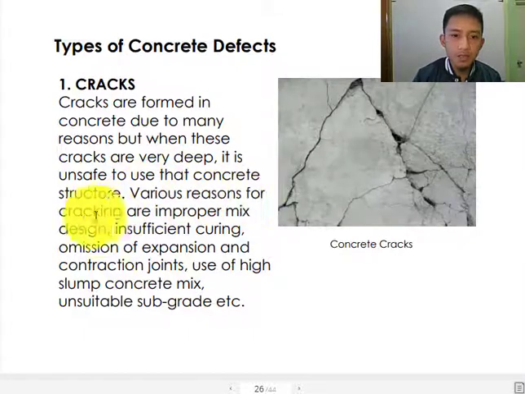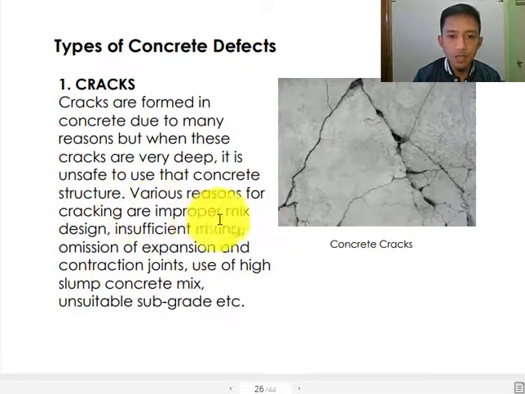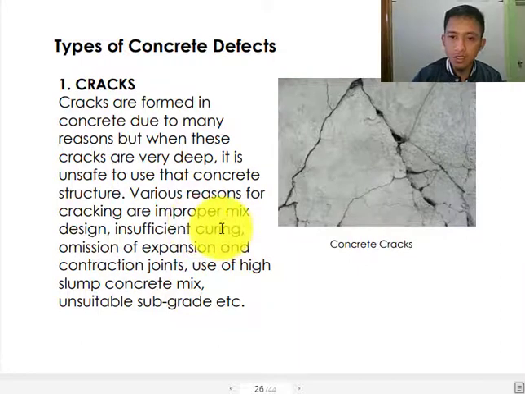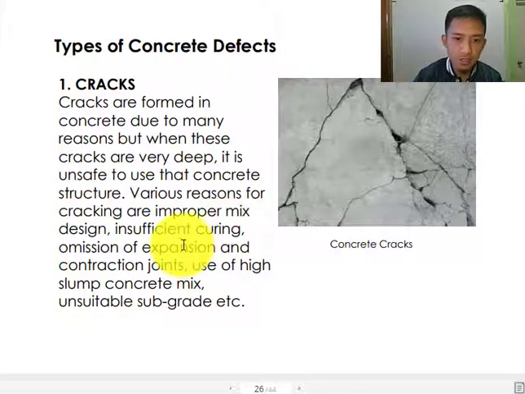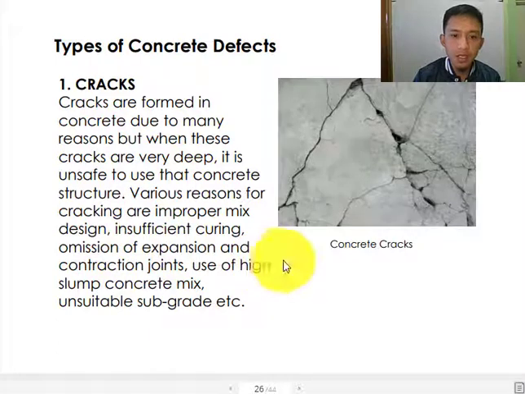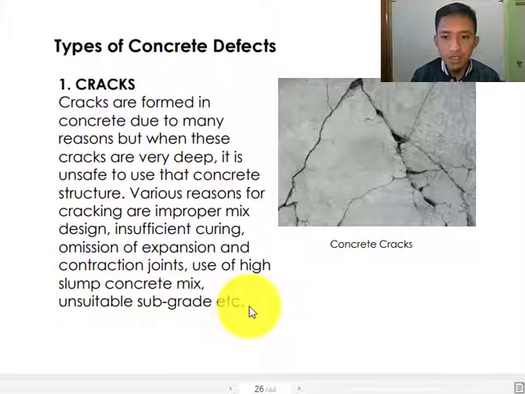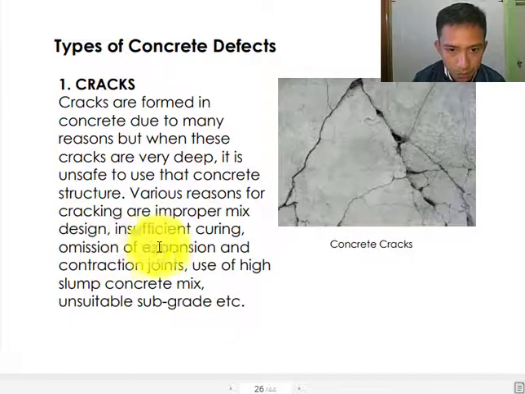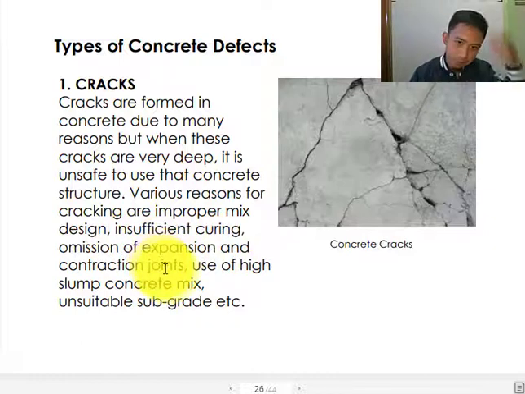So various reasons for cracking are improper mix design and insufficient curing. Again, it is important that we take good care of the concrete as it attains its strength. So that is curing. Omission of expansion and contraction joints, use of high slump concrete mix, unsuitable subgrade, etc. So this is also important here: omission of expansion and contraction joints.